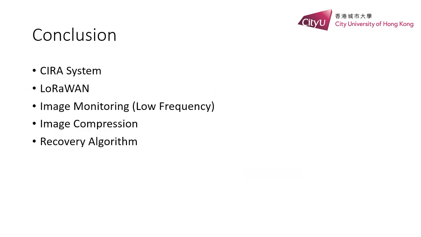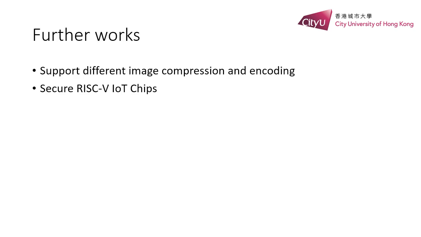In conclusion, we designed and implemented the CIRA system, using the CIRA algorithm and protocol, which is suitable for LoRaWAN monitoring systems. For future work, we will support more encoding methods. Our group is also doing another project related to LoRaWAN called Secure RISC-V IoT chips. We designed our hardware architecture based on RISC-V to make LoRaWAN applications more secure. This is the end of my presentation. Thank you for listening.